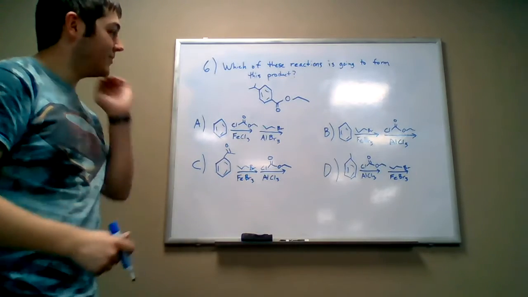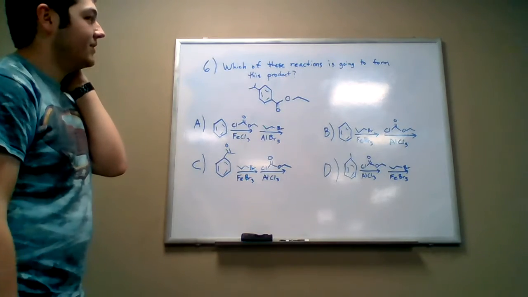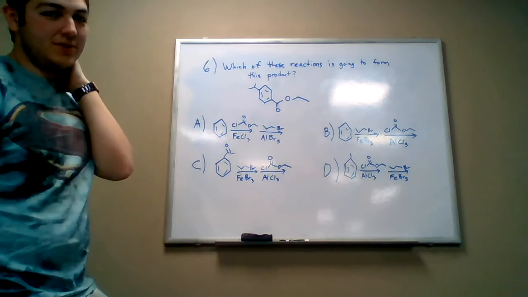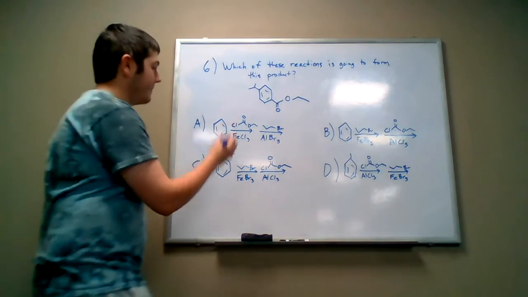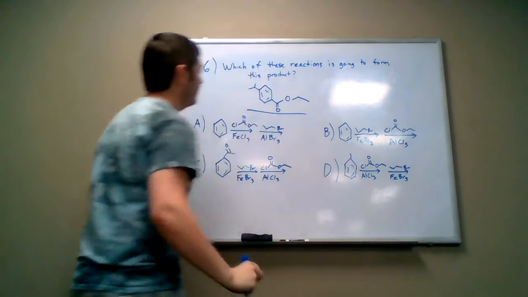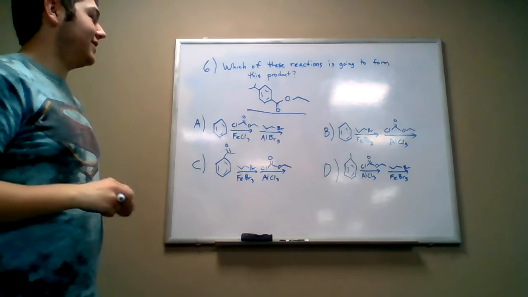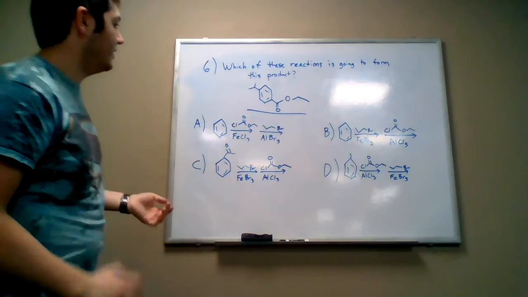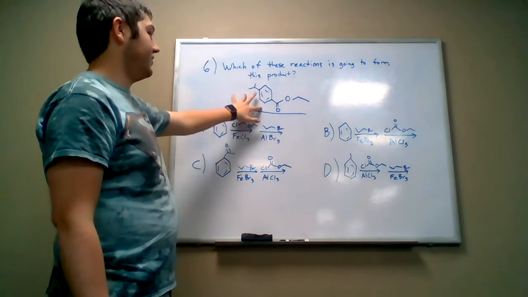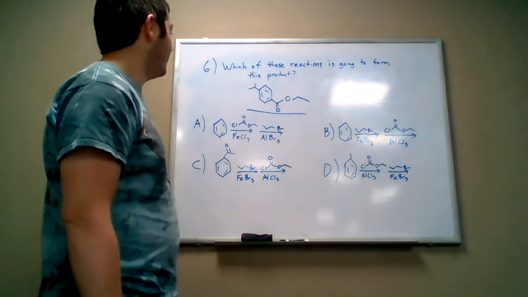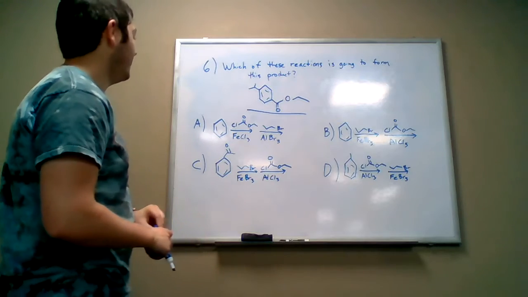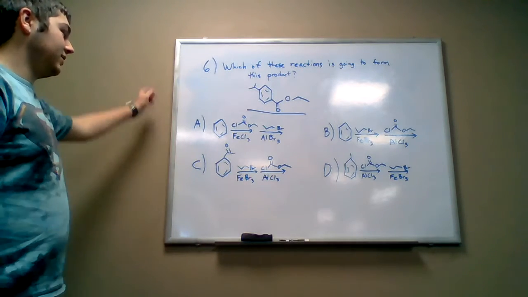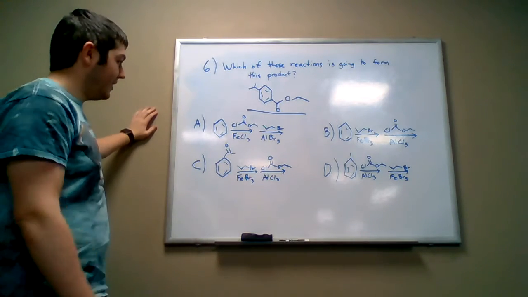All right, on to problem 6. So this one asks, which of these reactions is going to form this product right here? And so, as you can see, there is a benzene ring, and there are two groups, two substituents attached to it. So, now our choices are these reactions below. This is another multiple choice.